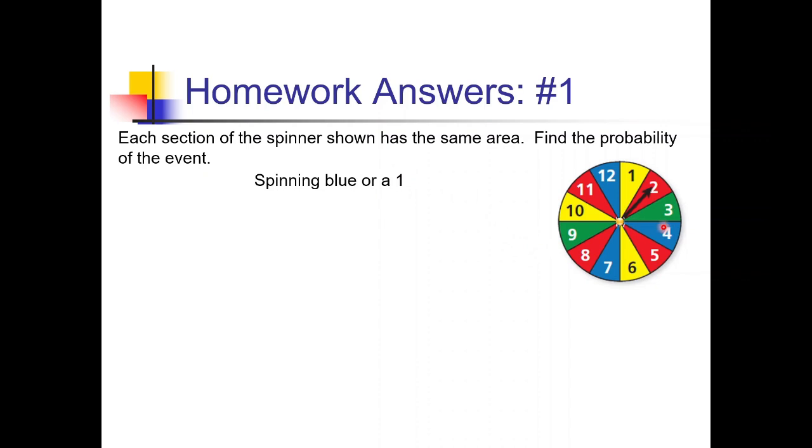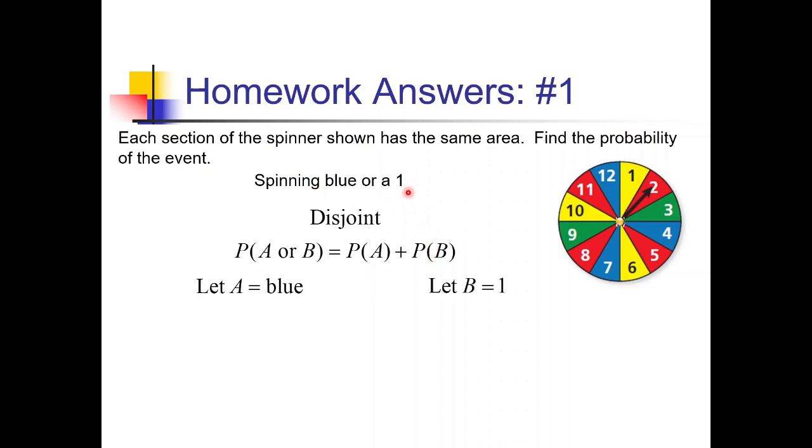We don't have any ones that are also blue, so these would be disjoint, and we'll use our disjoint formula, which is just P of A plus P of B. In this case, A is blue and B is spinning a 1. The probability of blue, and there's 12 spaces here, is 3 out of those 12. Probability of a 1 is just 1 out of 12, so we just have to add these together. 3/12 plus 1/12 comes out to 4 over 12, or I could reduce that to 1/3.